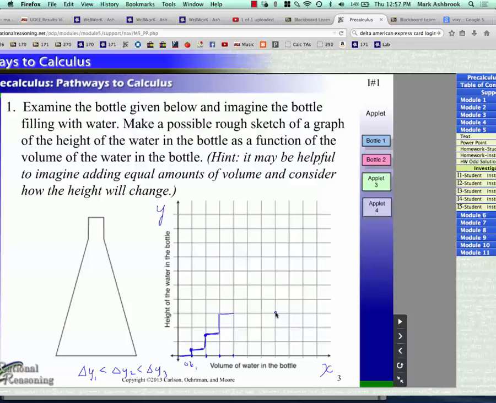The height itself. It's increasing, right? So that's just the y value. But then there's a separate question that says, what are the changes doing? Are the changes increasing, decreasing, or staying the same? And they're also increasing.